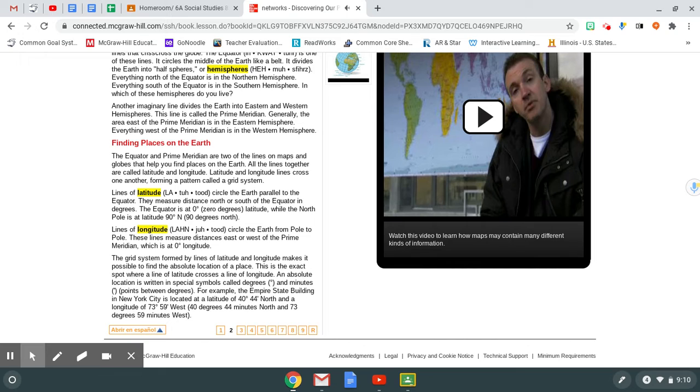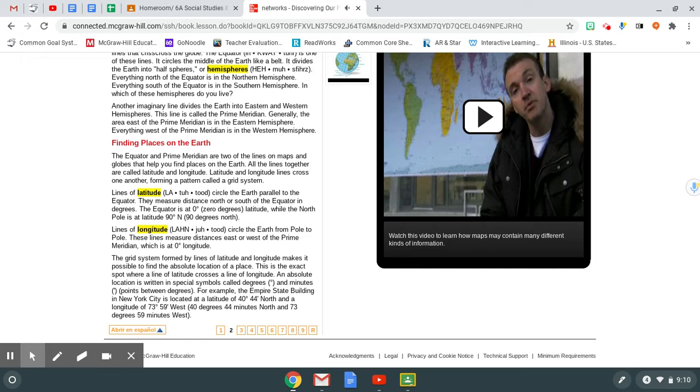The equator is at 0 degrees latitude, while the North Pole is at a latitude of 90 degrees north. Lines of longitude circle the Earth from pole to pole. These lines measure distances east or west of the prime meridian, which is at 0 degrees longitude. The grid system formed by lines of latitude and longitude makes it possible to find the absolute location of a place. This is the exact spot where a line of latitude crosses a line of longitude.